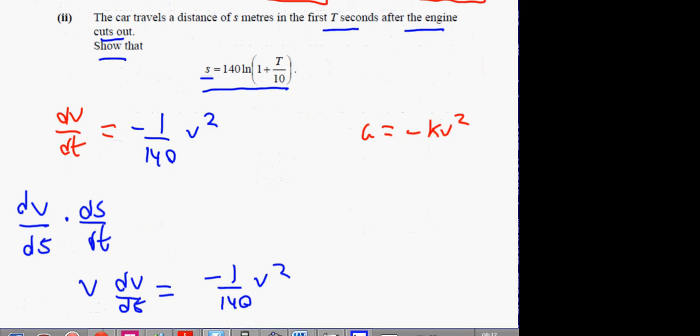Alright, the limits are the following. Your velocity is what before it cuts out? 14, isn't it? t equals 0. t equals capital T at the end. It travels s meters after the engine cuts out. So what does that mean about your velocity? What will your velocity have to be?